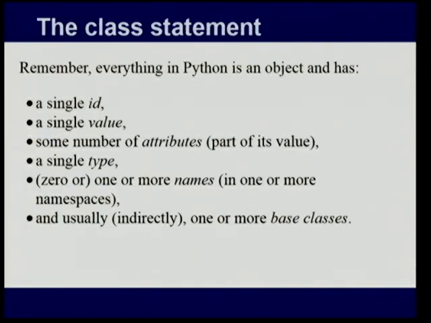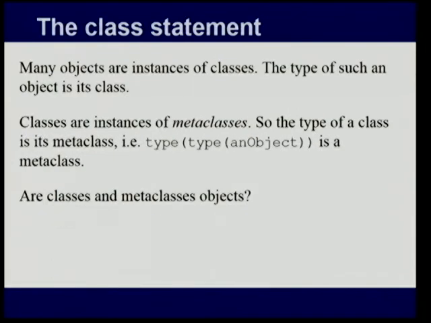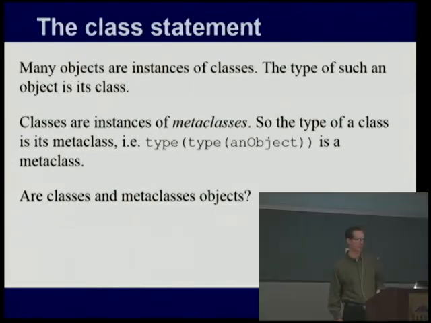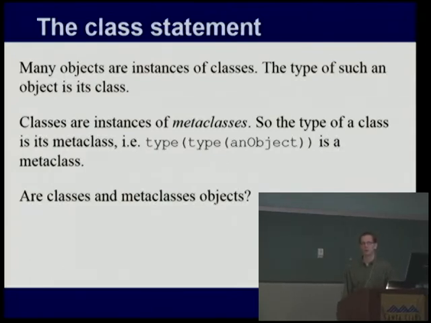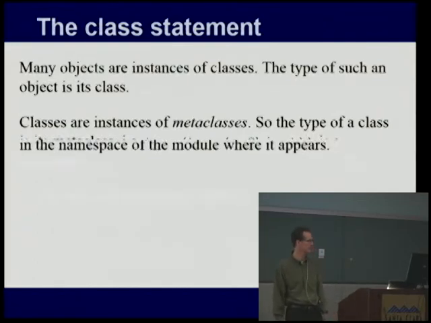Okay, so everything in Python is an object, all that kind of stuff. Many objects are instances of classes. The type of such an object is its class. Classes are instances of metaclasses. So the type of a class is its metaclass, right? Obvious question: are classes and metaclasses objects? Yes. Are apples objects in Python? Yes. Everything's an object in Python, so obviously.